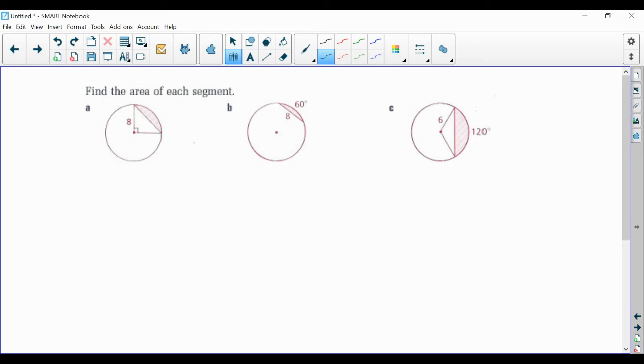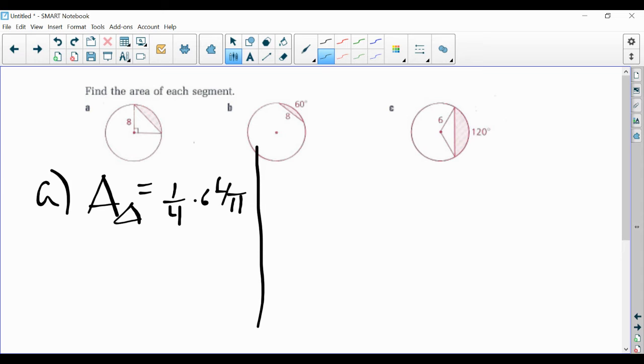So we're going to do the sector minus the triangle for each of these. Sector minus the triangle. So for A, the area of the sector, well, it's 90 degrees, so it's a quarter of the circle, and the radius is 8. That means that the area of the circle is going to be 64 pi. So it's going to be 1/4 of 64 pi, and 1/4 of 64 pi is 16 pi.